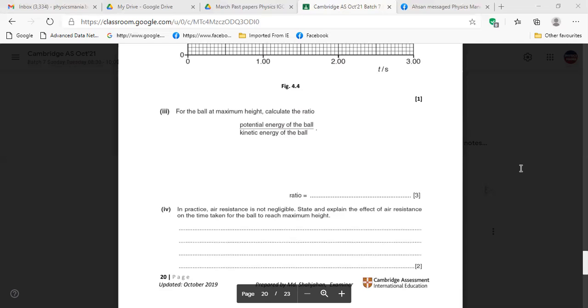Yes, sir. So did you write at maximum height VH equals 25.5 divided by 3, which is 8.5 meter per second, right? Then the ratio is mgh by half mv square. Yes, very good.